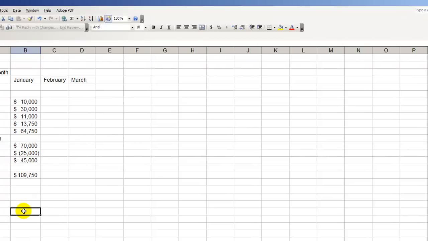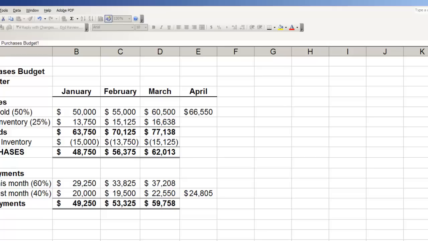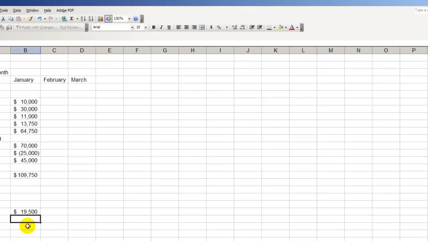On your current liabilities, accounts payable is an amount that you still owe. That's determined on your purchases budget. You purchased $48,750 worth of inventory. You paid 60%. You still owe the remaining 40% from those January purchases. That is your accounts payable.